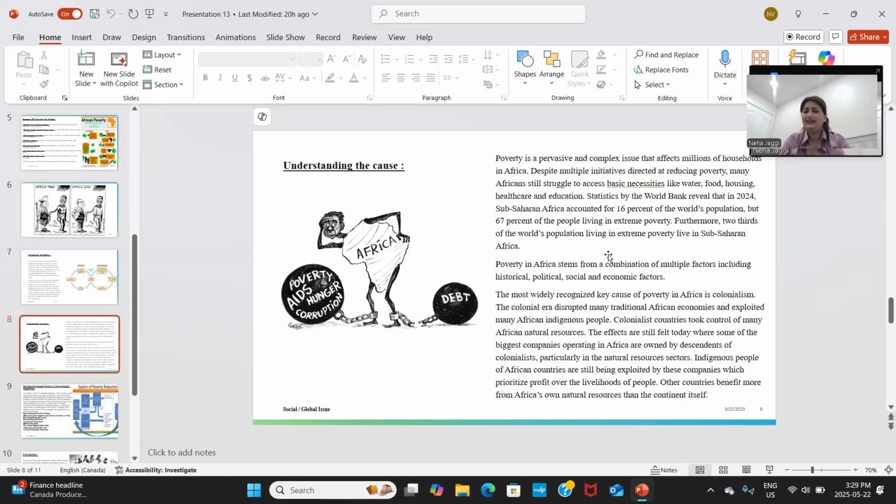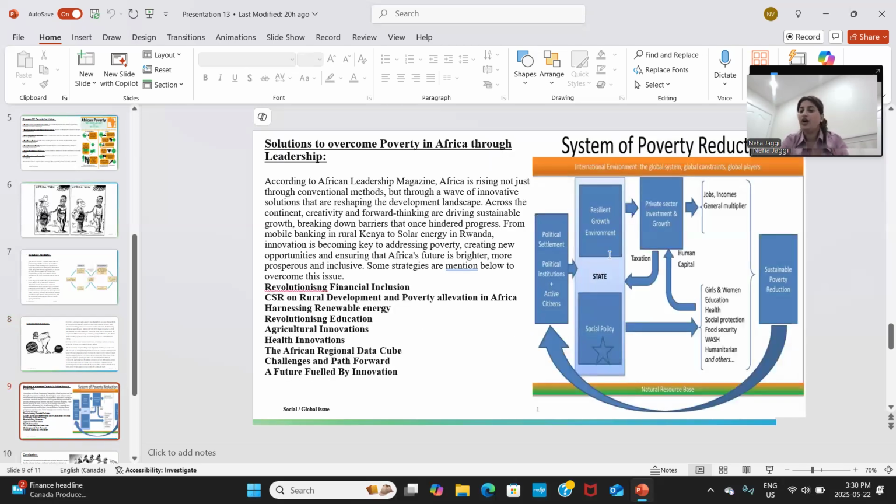Understanding the cause is mainly what we want to talk about. The most widely recognized key cause of poverty in Africa is colonialism, because people think that we got into this situation and never let ourselves out of it because the government is corrupted there. The colonial era disrupted many traditional African economies and exploited many African indigenous people. Colonial countries took control of many African natural resources. The effects are still felt today, where some of the biggest companies operating in Africa are owned by descendants of colonialists, particularly in the natural resource sector. So people blame the main cause, one and only cause, colonialism, which has been affecting them from the 19th century until today.